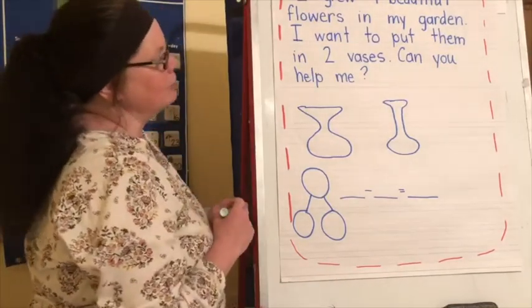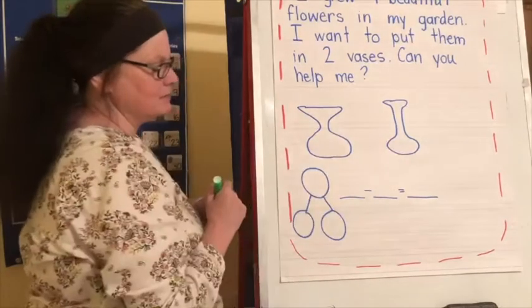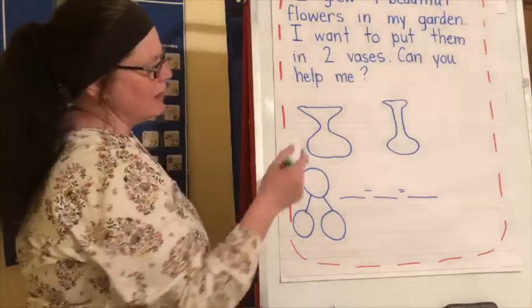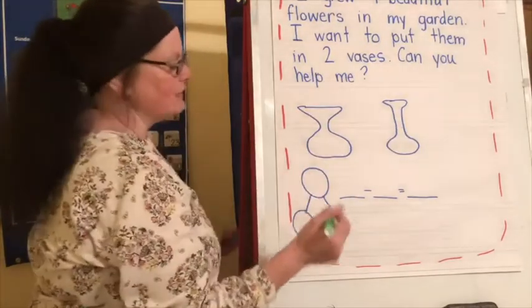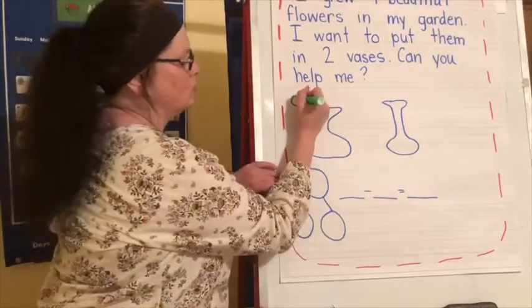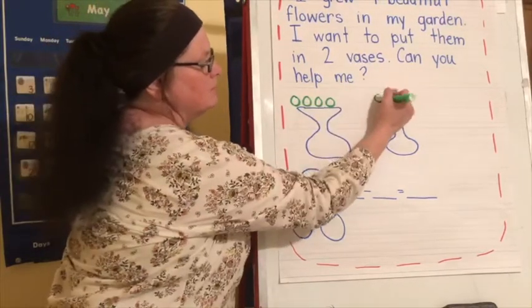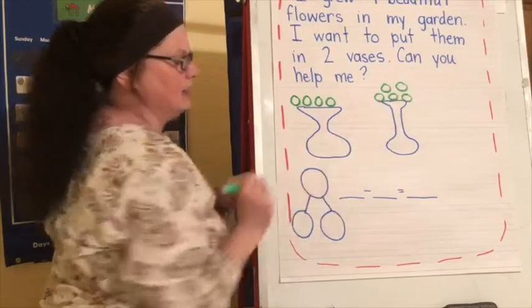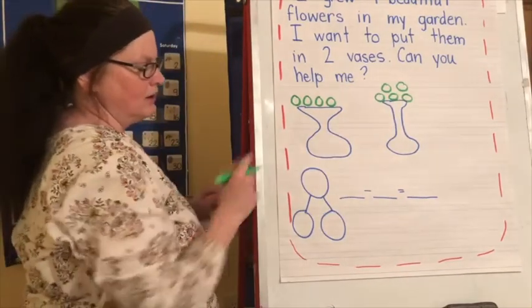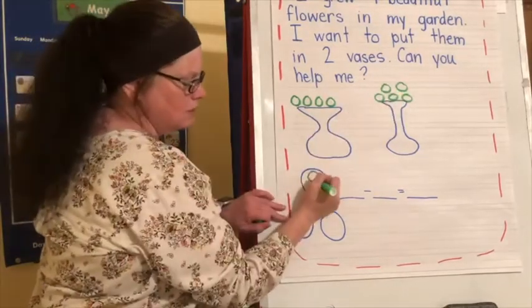And now we need to figure out how we are going to put those 9 beautiful flowers into the vases. So I'm going to draw some in here and some in there, but it needs to equal 9. So I'm going to draw 1, 2, 3, 4, 5, 6, 7, 8, 9. So I have 9 as my whole.